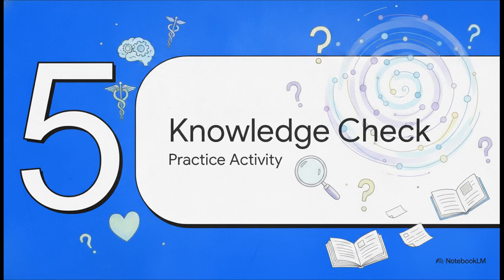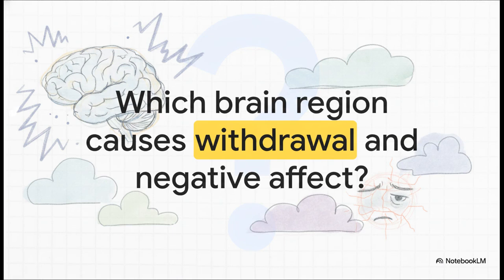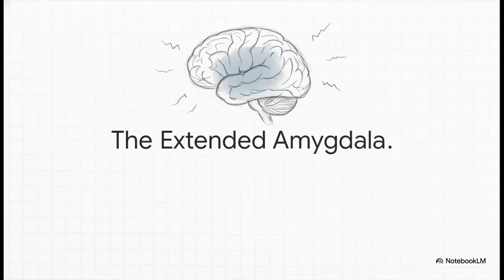All right, bringing us to section 5, knowledge check, practice activity. Let's test your English comprehension of today's material. Take a few seconds to think back to our timeline. Which specific brain region is responsible for the negative feelings, stress, and anxiety experienced during the withdrawal stage? The extended amygdala. If you guessed the extended amygdala, absolutely fantastic job.